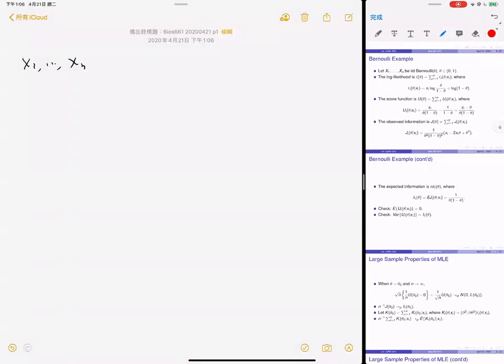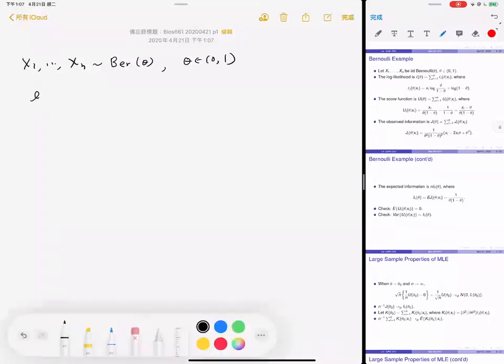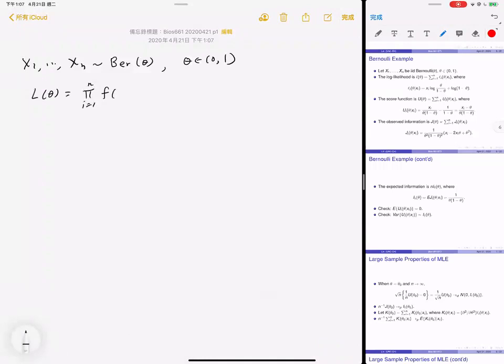So right here X1 to Xn are Bernoulli theta. Then theta is from 0 to 1 right here. And then by doing so, you could write down the likelihood function, right? The likelihood function is nothing but the consecutive product of the single individual PDF, right? And then I have i from 1 to n.